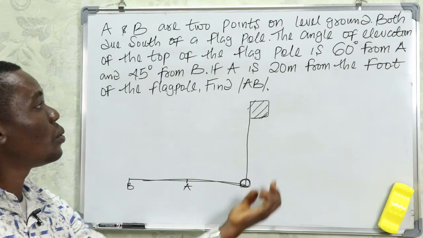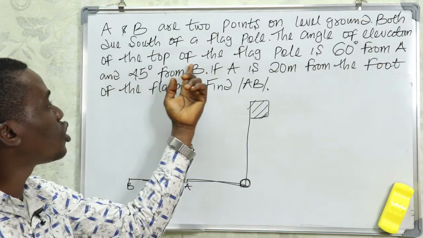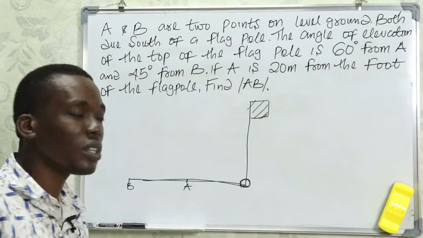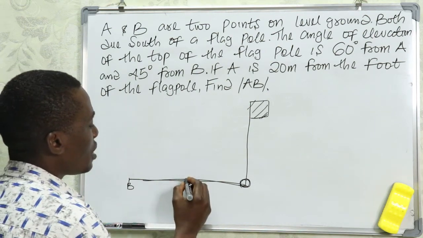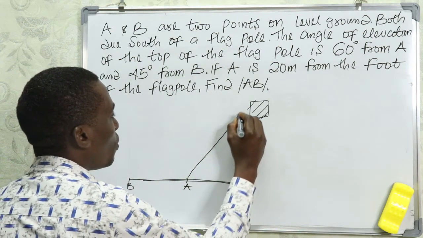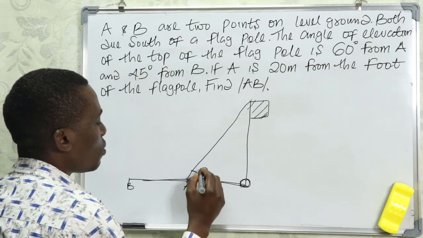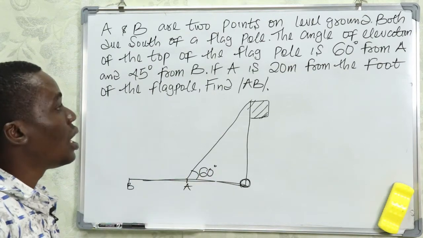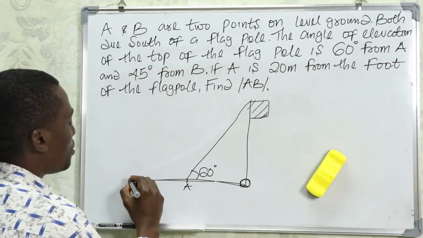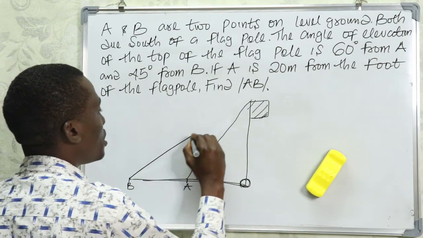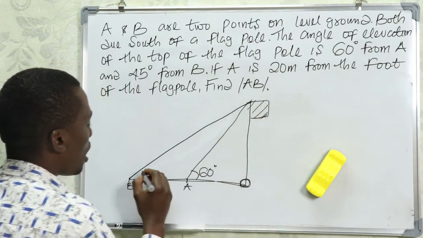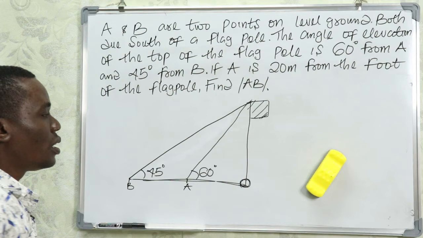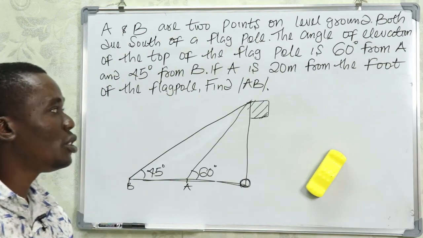Now the angle of elevation of the top of the flagpole is 60 degrees from A. So we draw this to the top of the flagpole, and it is 60 degrees from point A. And 45 degrees from point B. So this will give us our 45 degrees. Now it is properly drawn.